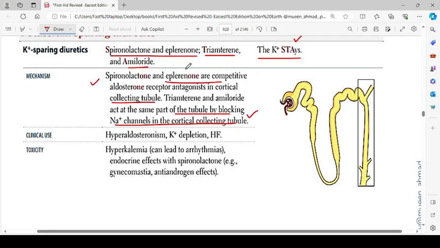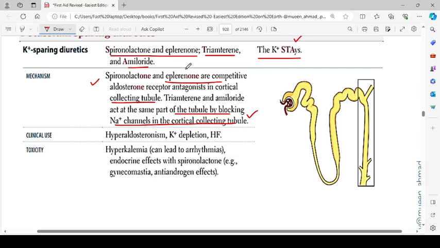So basically, the aldosterone causes the insertion of sodium channels on the luminal side and then causes the absorption of sodium. Spironolactone does not allow aldosterone to do that. While triamterene and amiloride, they bind to the sodium channels which are inserted by the aldosterone. So basically, they're performing a similar downstream action, but the mechanism of action is somewhat different.